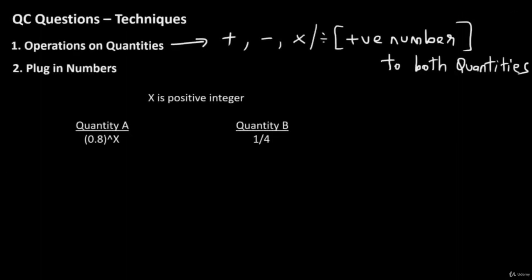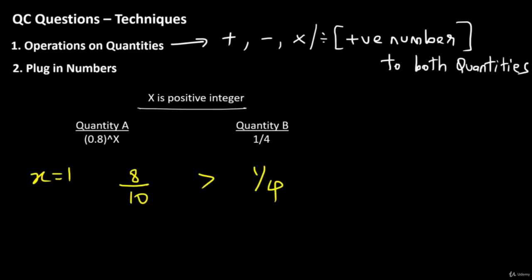So over here we have a question. X is a positive integer, so that's the question stem. Now quantity A is 0.8 to the power x and quantity B is 1 by 4. All right, now when x is equal to 1, what is the relationship? We have 8 by 10 as quantity A and quantity B is 1 by 4. So A is greater than B, right?